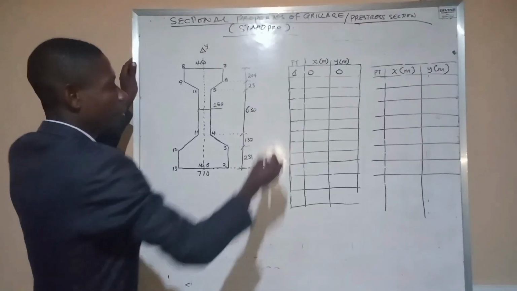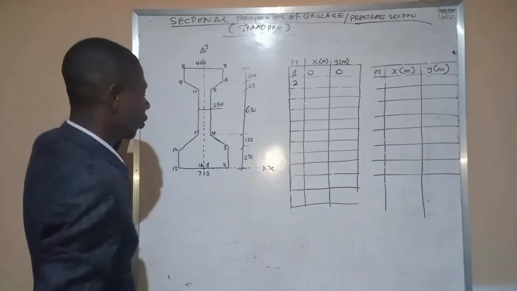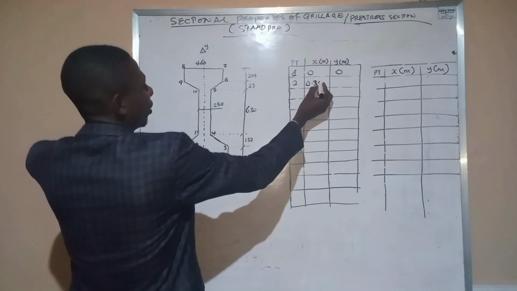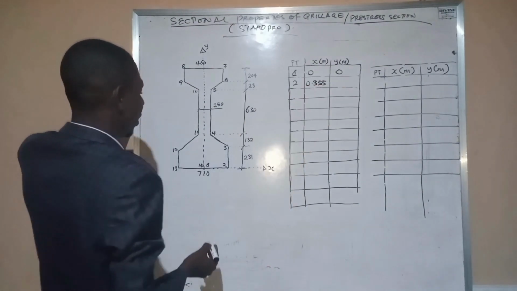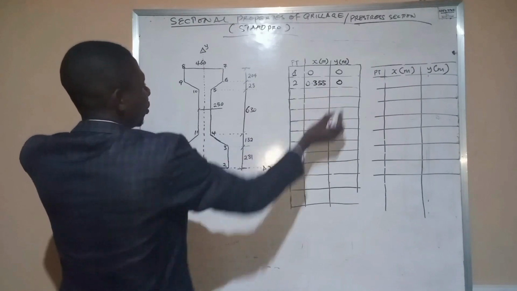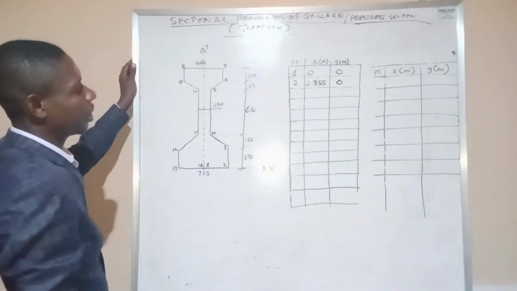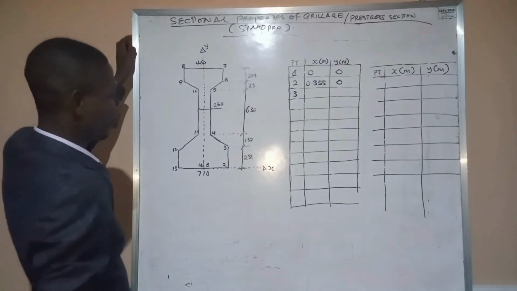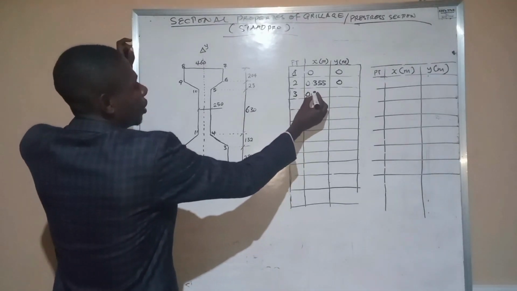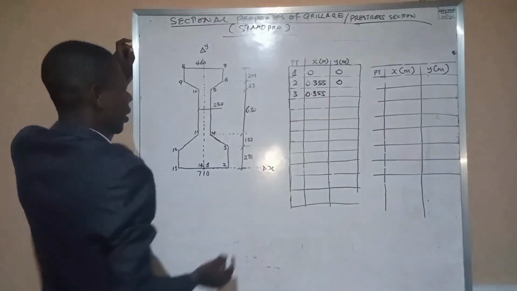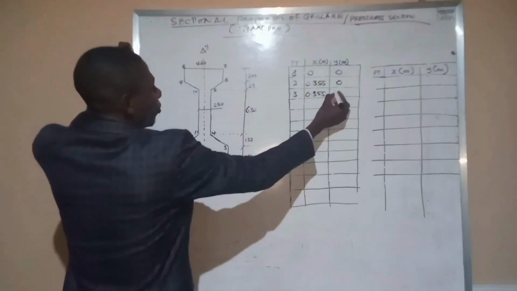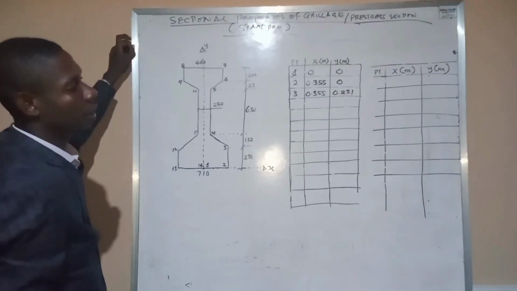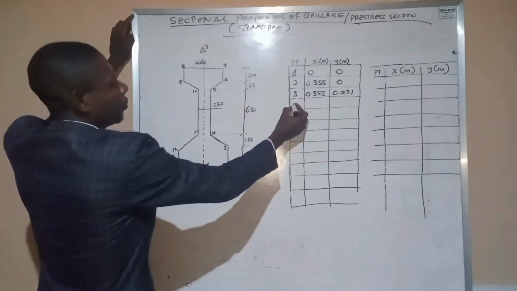Now the next point is point 2. At point 2, we are going to have x as 0.355, and y is 0 at this point. Now at point 3, there's point 3. At point 3, we are going to have x to be 0.355, and we have our y to be 0.231. Okay. Now the next point is point 4.